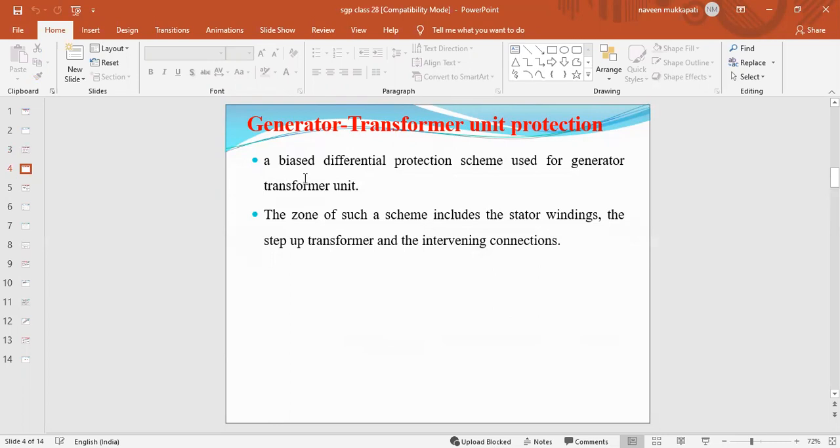We already discussed what is meant by differential protection and what is meant by biased differential protection. That is all covered in the generator protection and also the transformer protection. The same working principle applies to the generator transformer unit biased differential protection. The zone of such a scheme includes the stator winding, the step-up transformer and the interconnections.